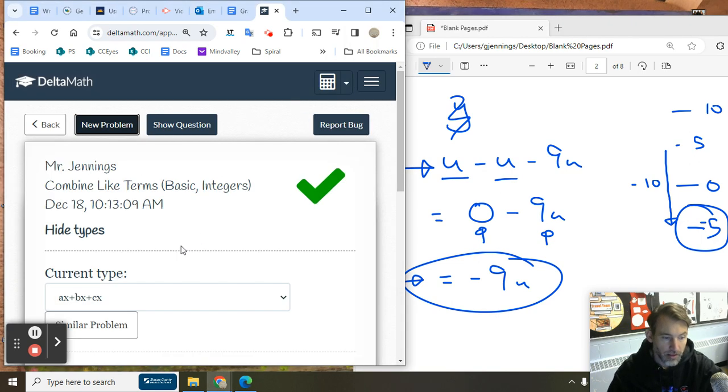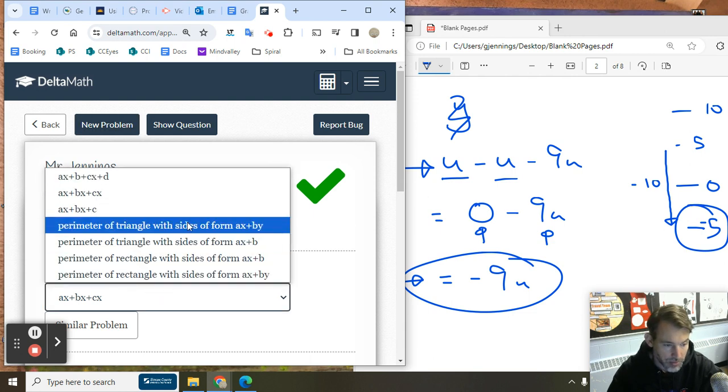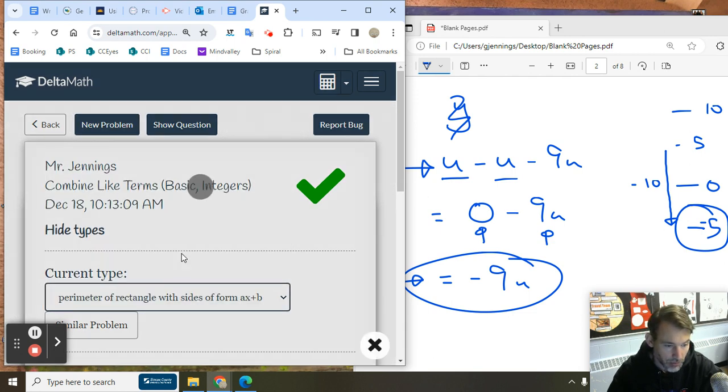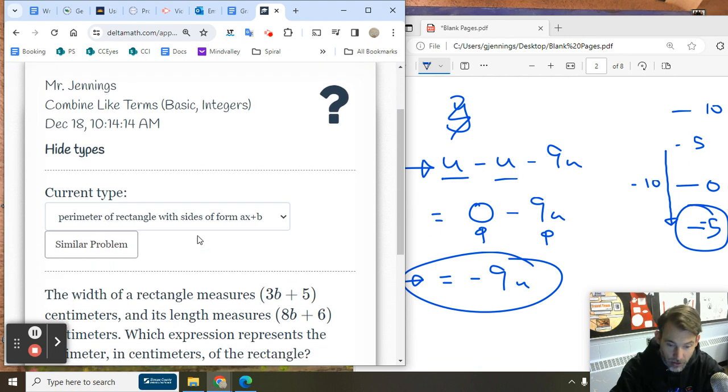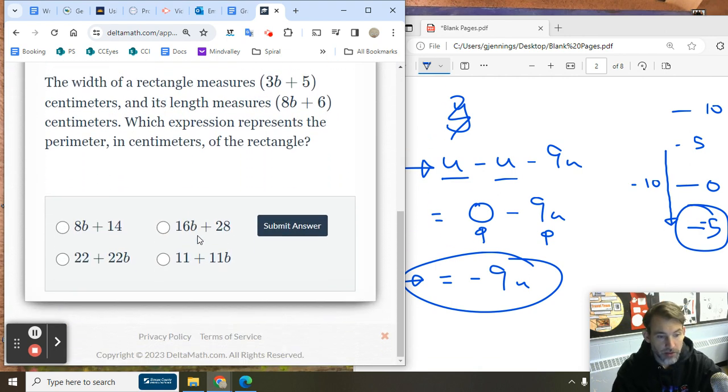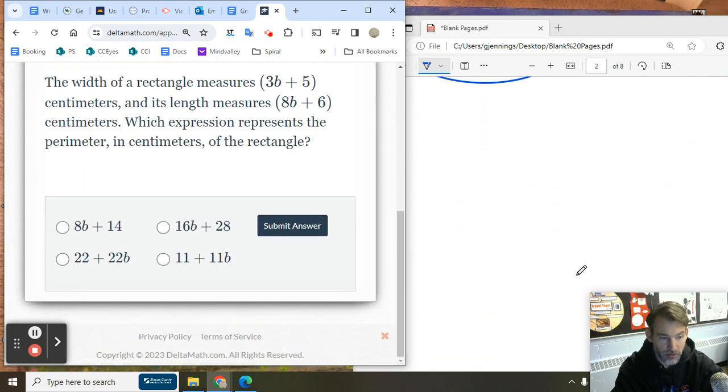All right. Now, there are some more challenging problems in here, like, say, the perimeter of a rectangle. Okay, let's check out these ones. The width of a rectangle measures 3b plus 5 centimeters, and its length measures 8b plus 6. This one, we're getting into some connections with our 2D measurements next. So you're getting practice on multiple scales. Isn't that fantastic? So draw these.